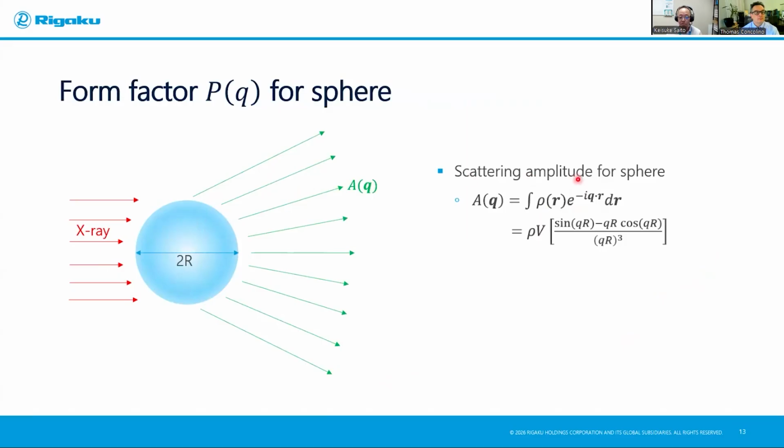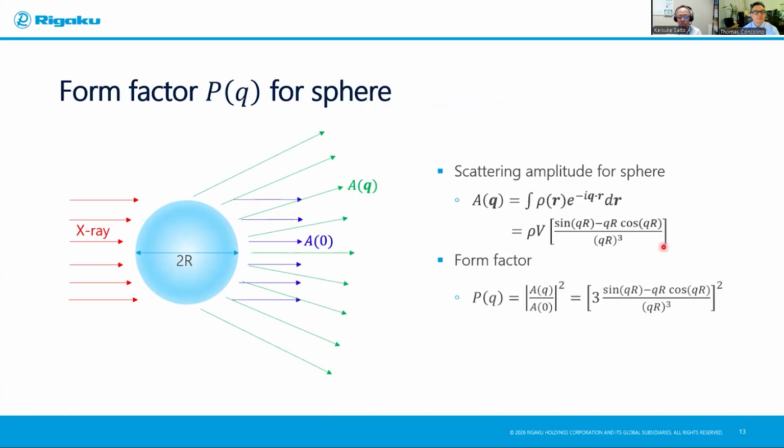The scattering amplitude A(Q), in the case of a spherical particle, is represented by this formula, with density rho, volume V, and a very famous sine-cosine function for spherical nanoparticles. To convert this A(Q) to the observed intensity, or form factor P(Q), we normalize the averaged value by A0, the forward scattering intensity. Then we get a very well-known formula: this is the form factor for a sphere.